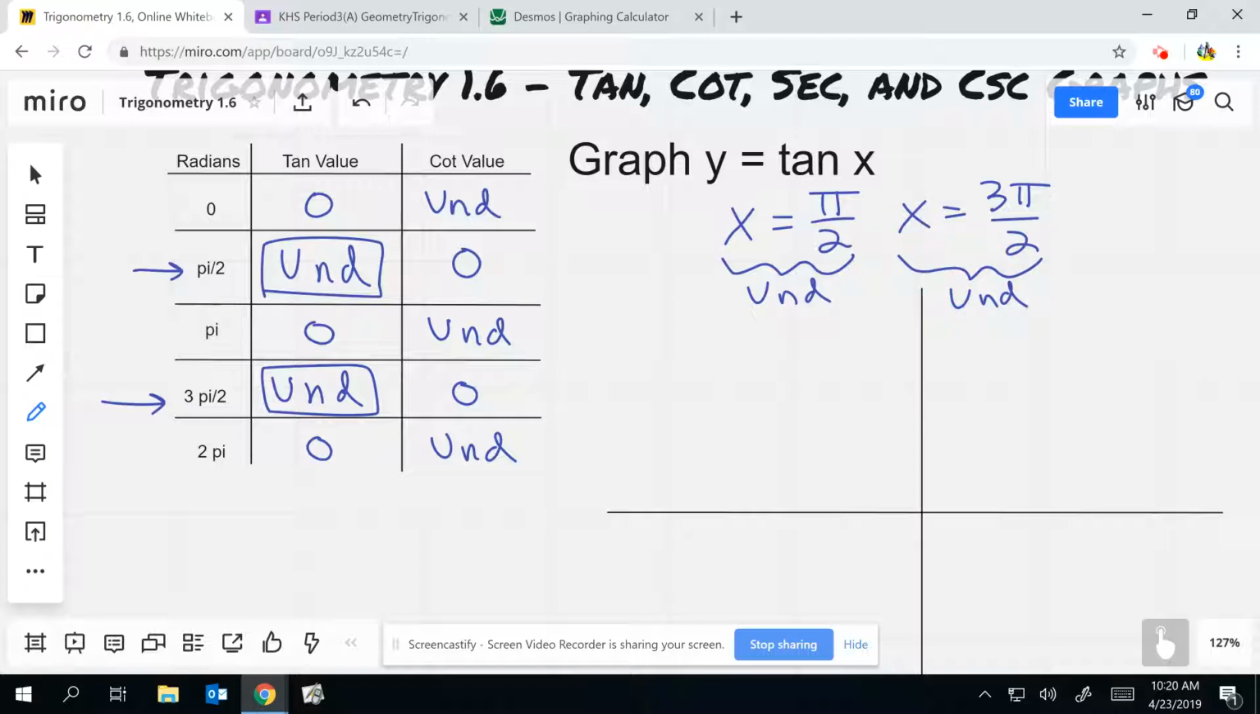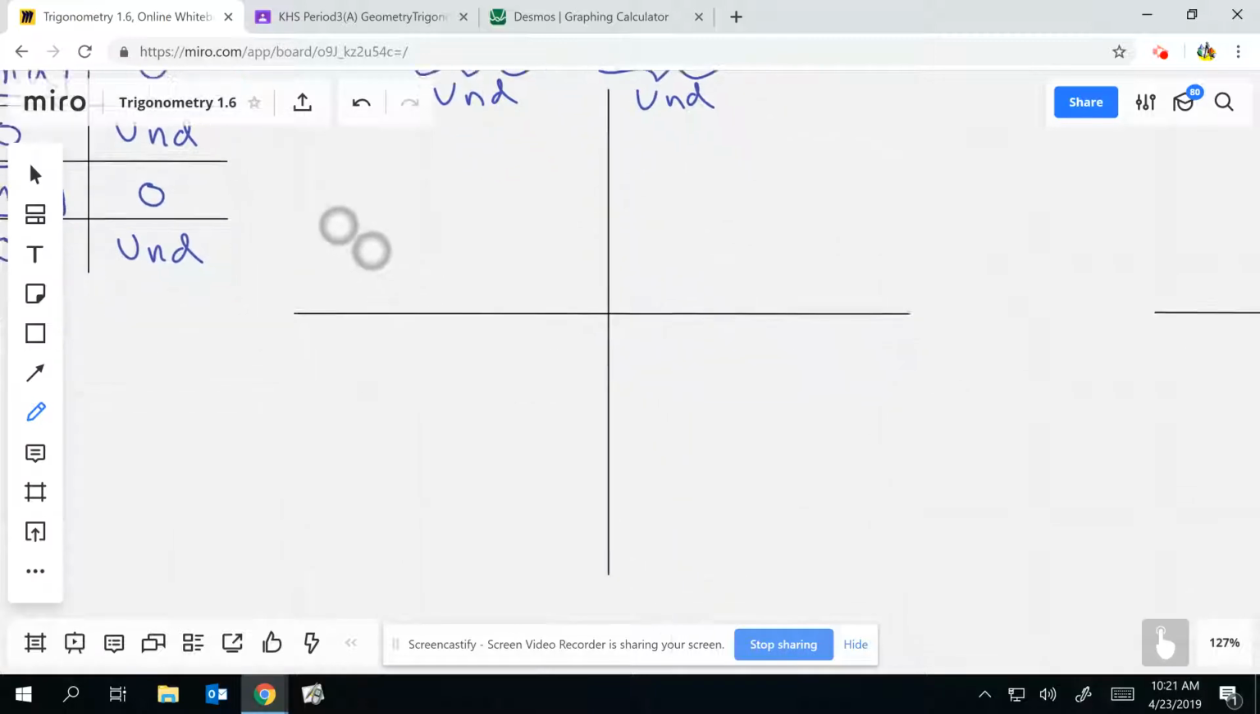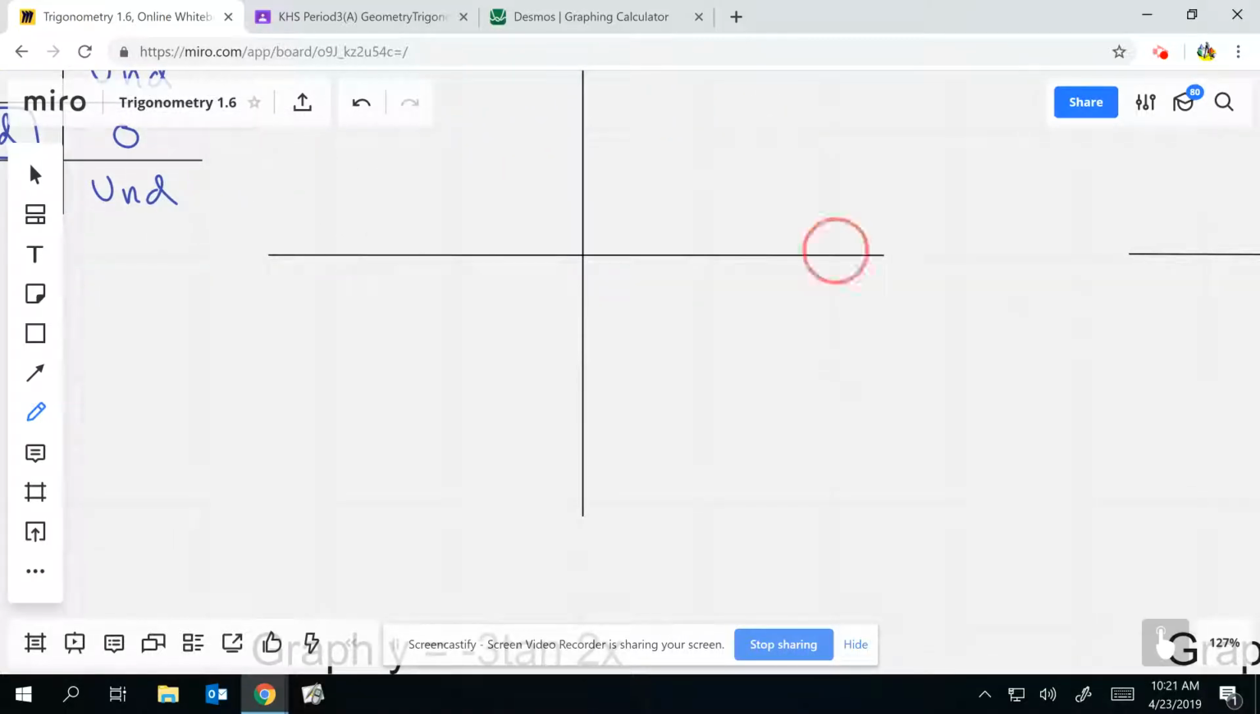And there's a way that we put those on a graph. There's a way that we show that on a graph. And it looks like this. So let me show you here. So if I go to my graph, let's say this is 2 pi right here. And this is pi. And then this has to be pi over 2. And then this is 3 pi over 2.